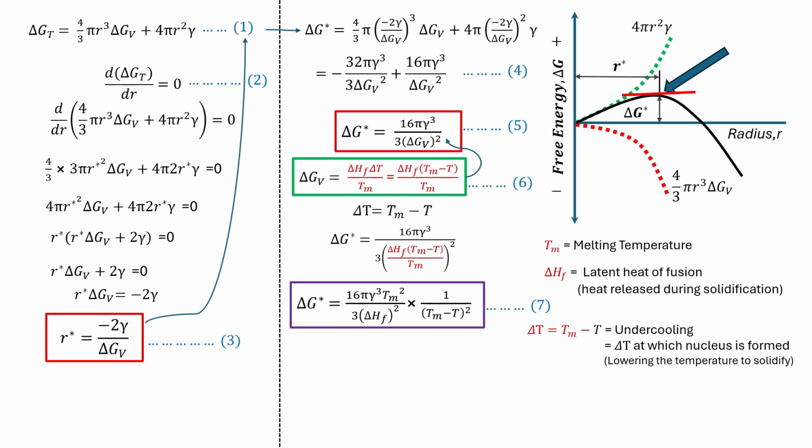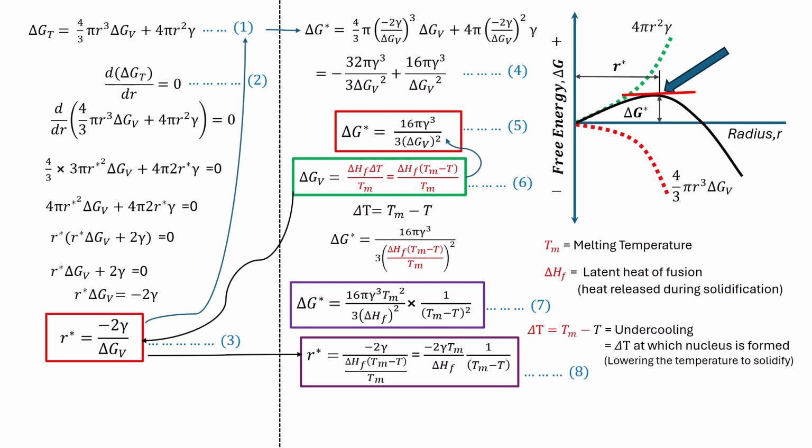Now if we put the value of delta GV, defined in terms of undercooling given by equation 6, in equation number 3, we can find out the value of critical radius r star in terms of undercooling, and it is given by equation number 8. Now we have expressions for the critical free energy and critical radius, the values responsible for continuing the homogeneous nucleation.